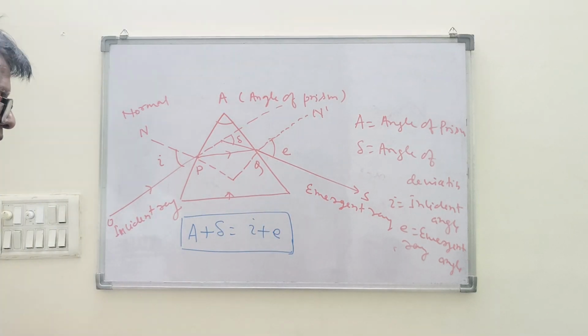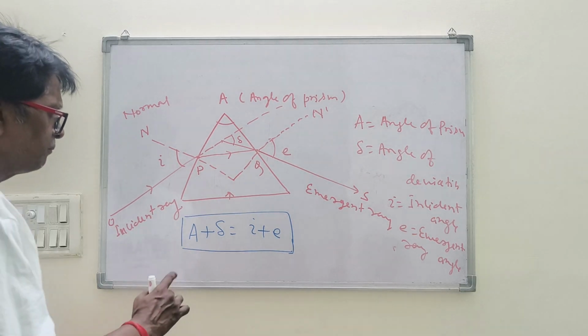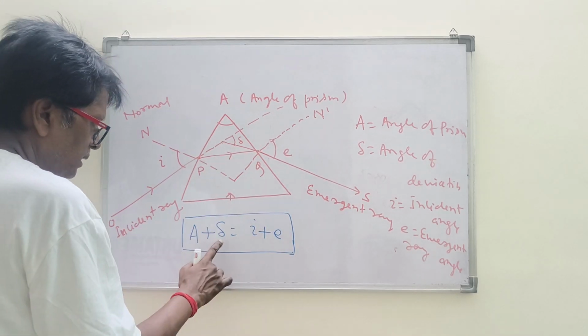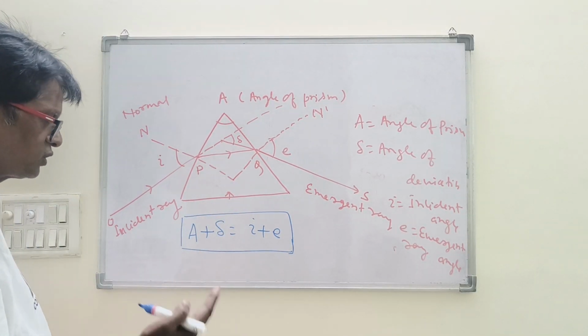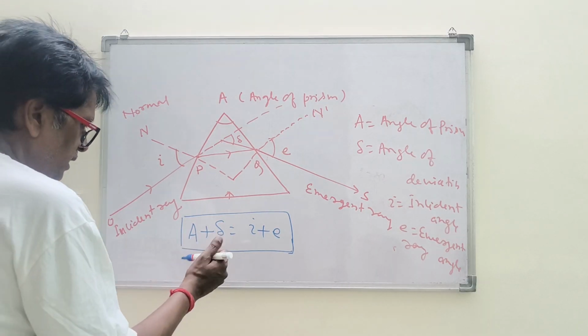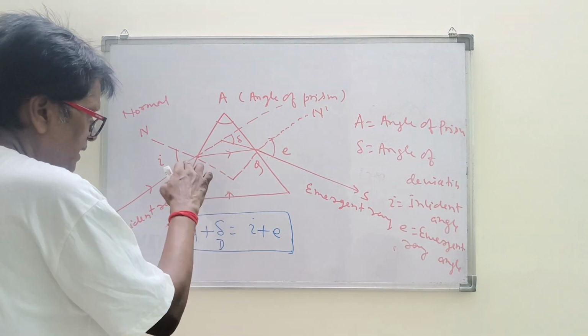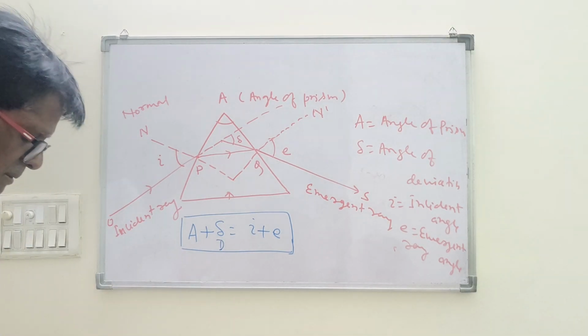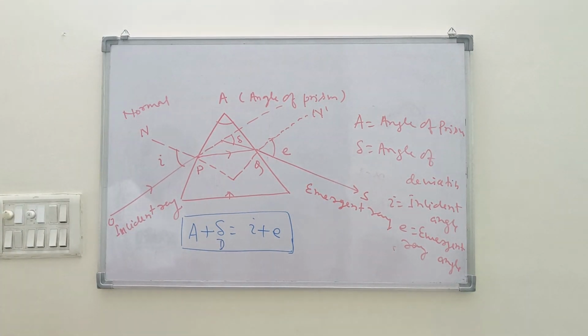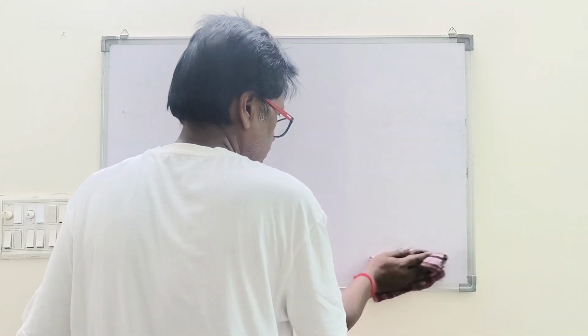A plus delta equals I plus E. Again I am repeating, A is the angle of prism, delta is the angle of deviation. Sometimes it is denoted by D also. You can also denote delta by D, and I is the incident angle and E is the emergent angle. So this is the relation between A, delta, I and E. So we have two relations.